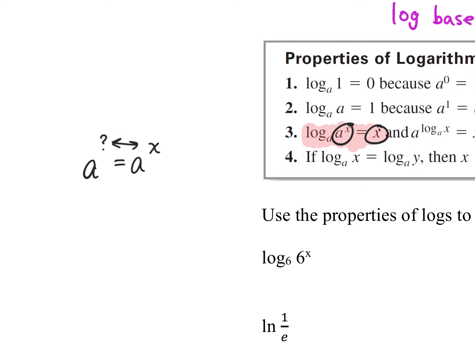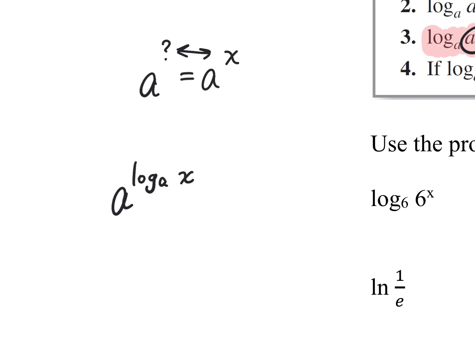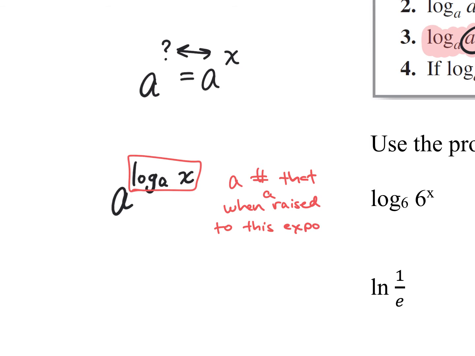The other one's a little bit trickier. It's a to the log base a of x. And what this is telling us is that if we focus on this exponent, it's some number, a number that when a is raised to this exponent, x is the result. Let me restate that.